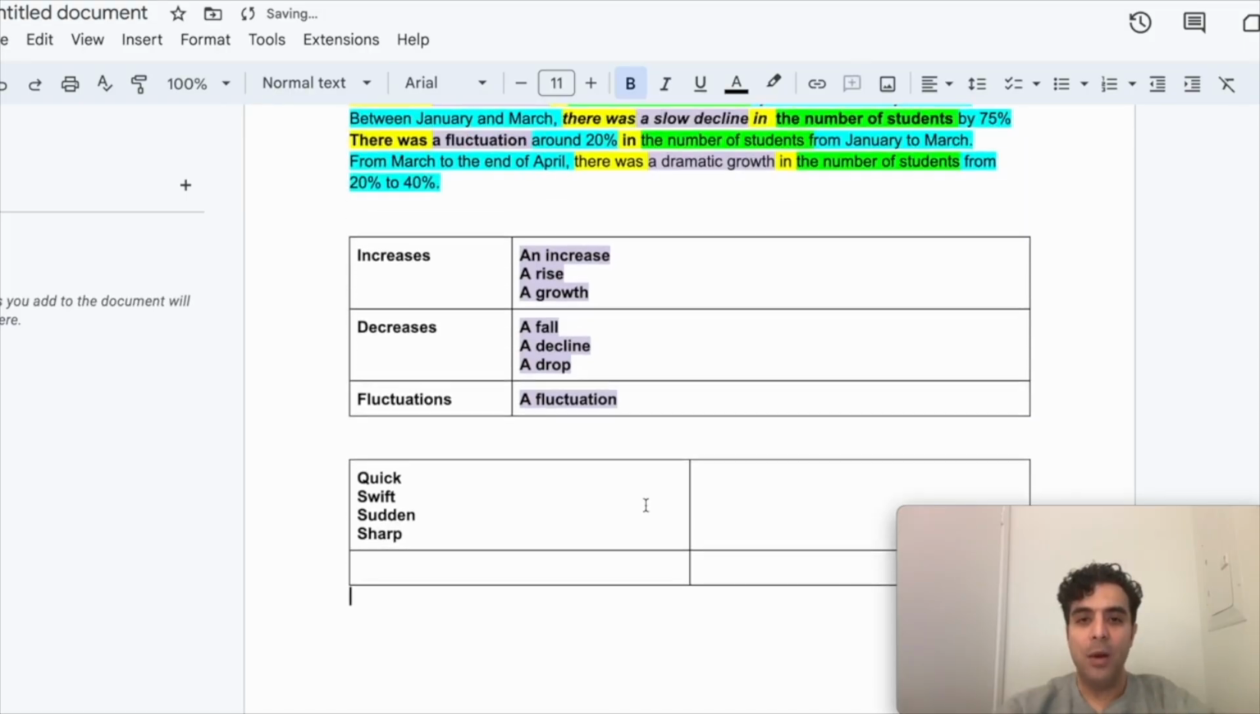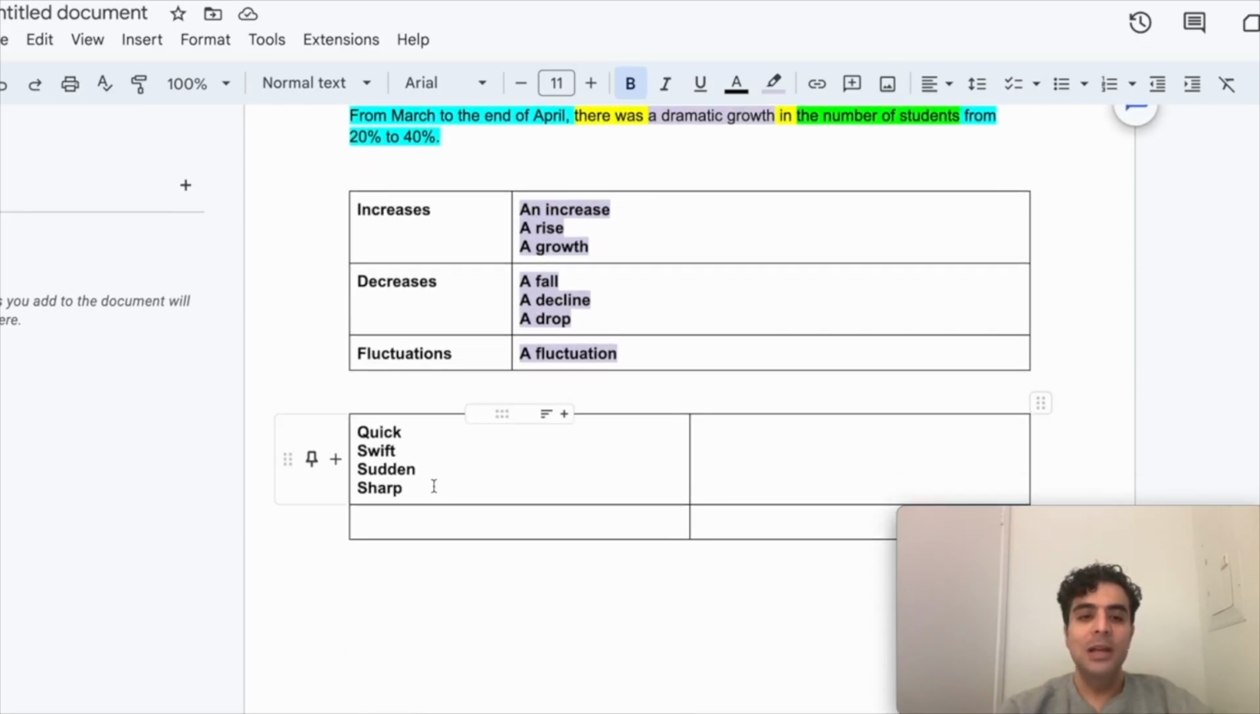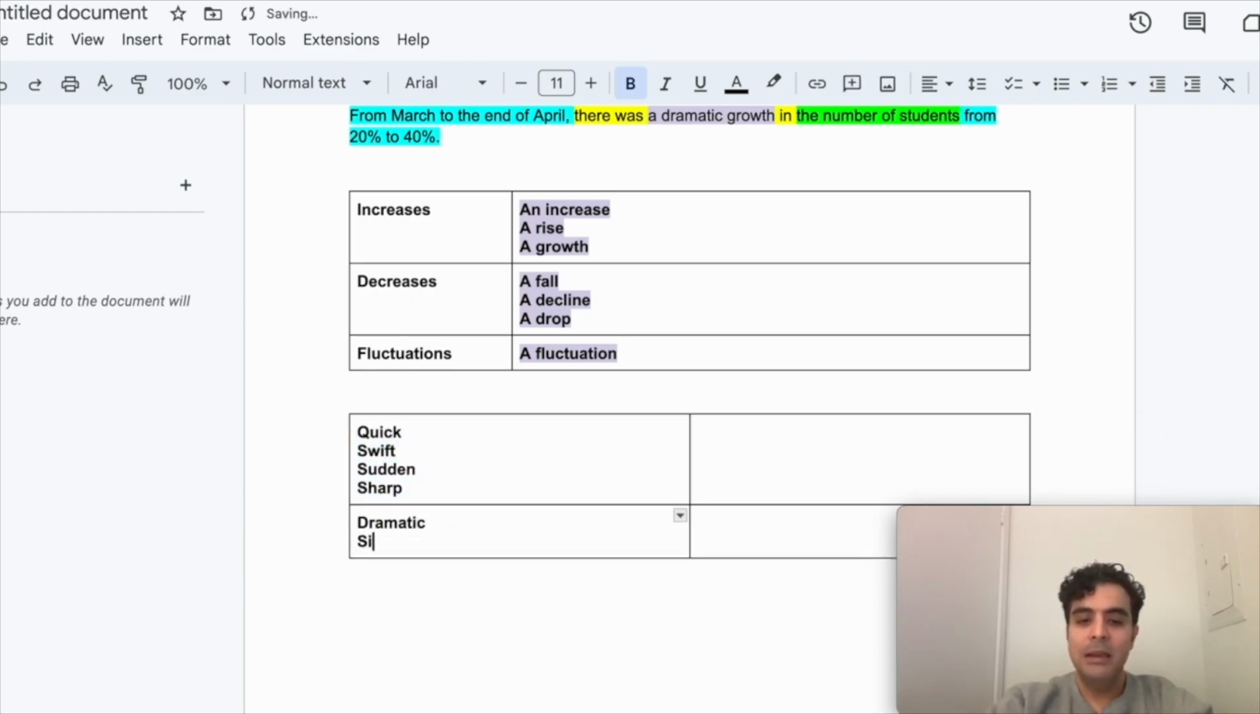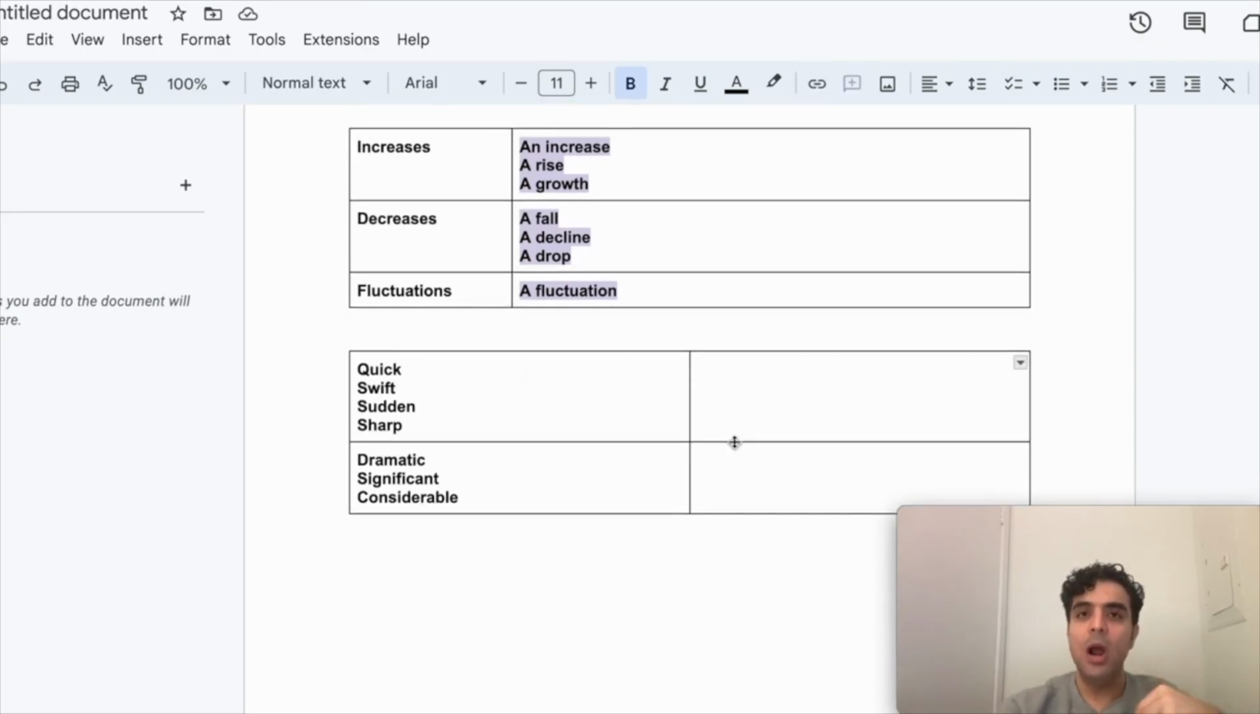Let me show you how that would work. So remember in the examples we had, there was a dramatic rise. So you see, it's not just any kind of rise. In the previous example, we had dramatically in the verb construction. And so here we have dramatic, right? So as you can see, it's the adjective that is accompanying the noun, describing how this change took place. So we could use dramatic, significant, and considerable. What about the opposite? What if the increase or the decrease that I'm describing using this noun phrase structure happened to a very small degree or happened very slowly?